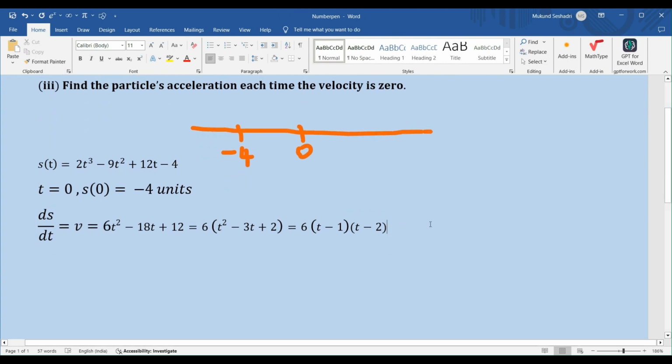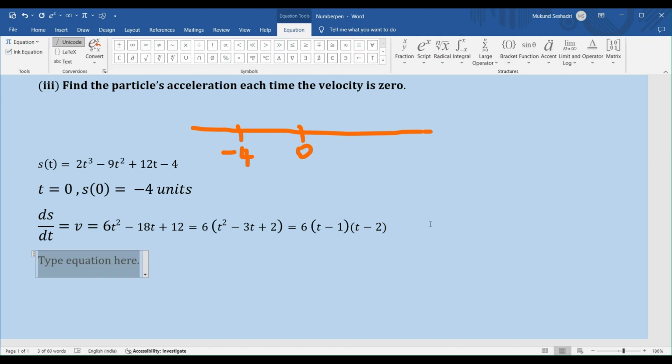So now I can see that the velocity is not always positive. Why is that? Because when I express v in terms of t, I have 6 times t minus 1 into t minus 2. So I need to figure out when the particle changes direction to answer my question 1. Now let's look at this. Let's break this into three parts.